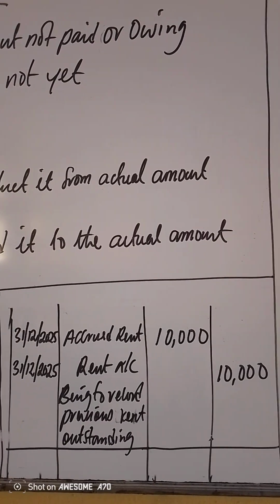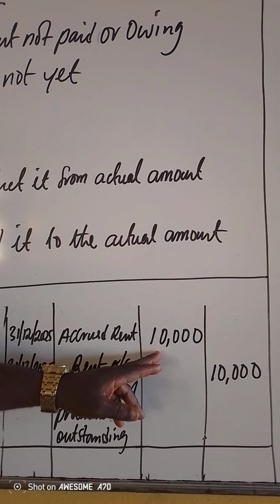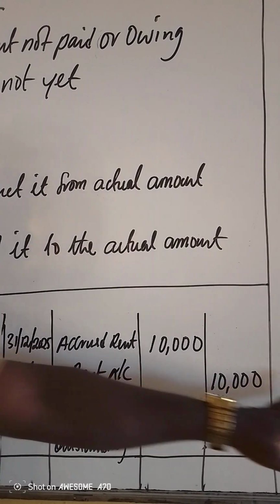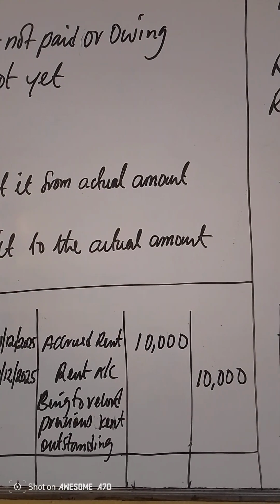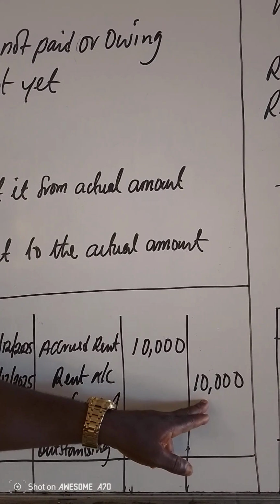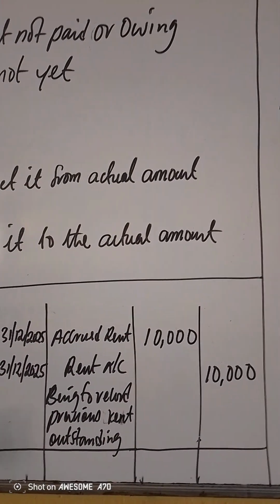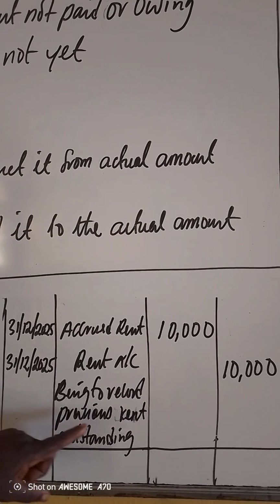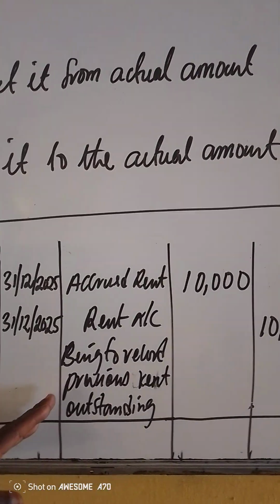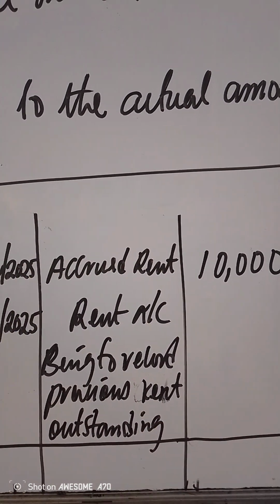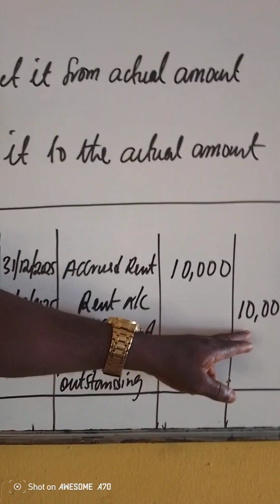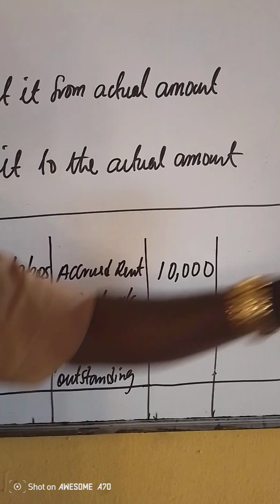Coming here, rent that was accrued should be debited. It's just like the opposite of what happened here. The accrual will be debited, while the rent account will be credited in the journal. Then you must narrate by saying, being to record previous rent outstanding. This is previous year, whereby the accrued amount is being debited, while the actual amount owing is being credited, which is just like the opposite of the other one.